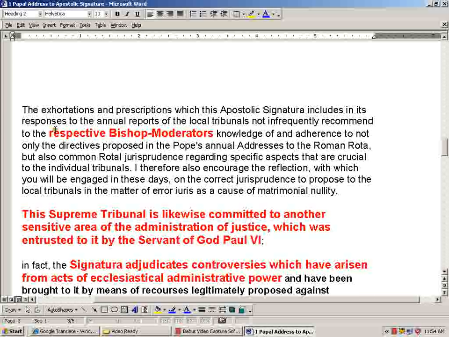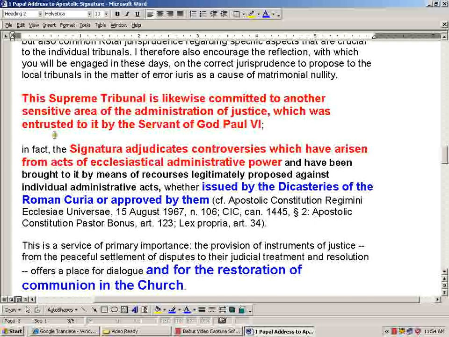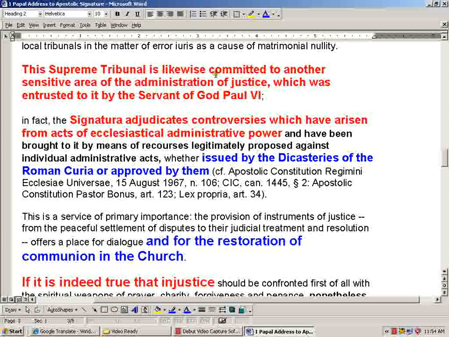And it has something to do with bishop moderators, which I'm not really sure what that is yet. This Supreme Tribunal is likewise committed to another sensitive area of administration of justice, which was entrusted to it by the servant of God, Pope Paul VI.